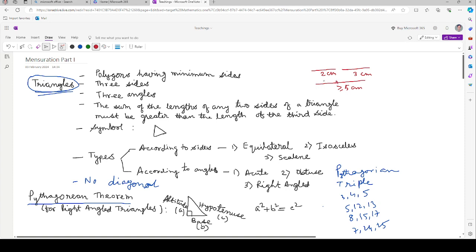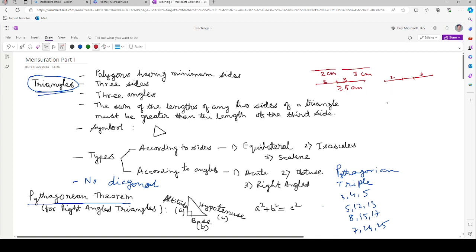If this is 2 and this is 3, then the sum is equal to 5. And you are seeing here that no triangle is formed. If this third side is greater than 2 plus 3, then what will happen? Like that, this is 2, and suppose this is 3. So, in this case also, no triangle will be formed.